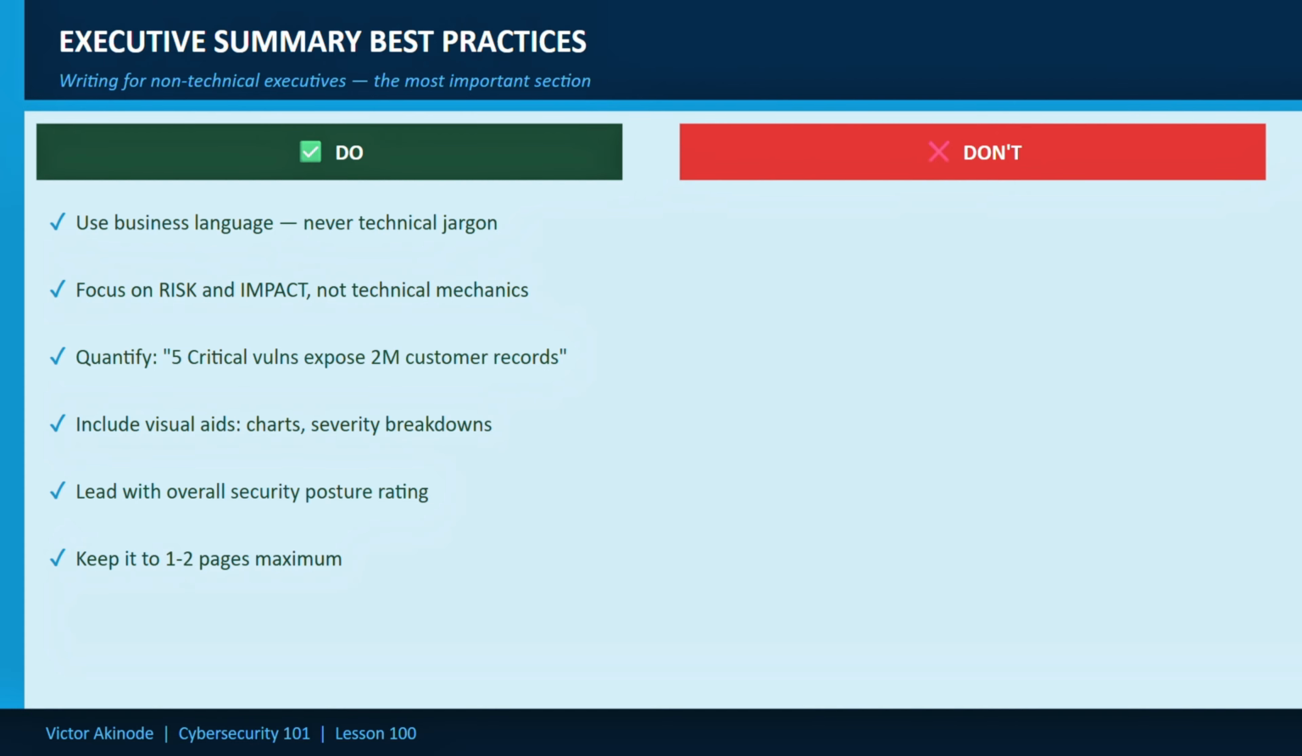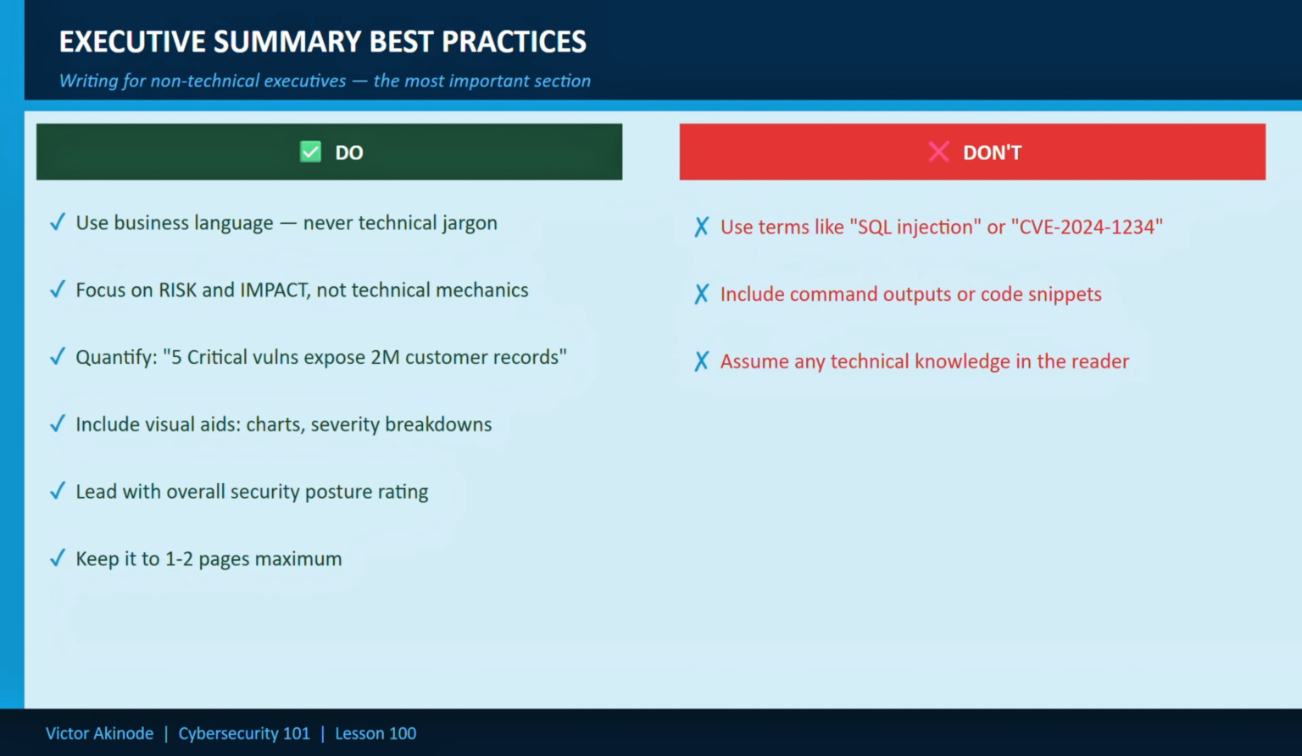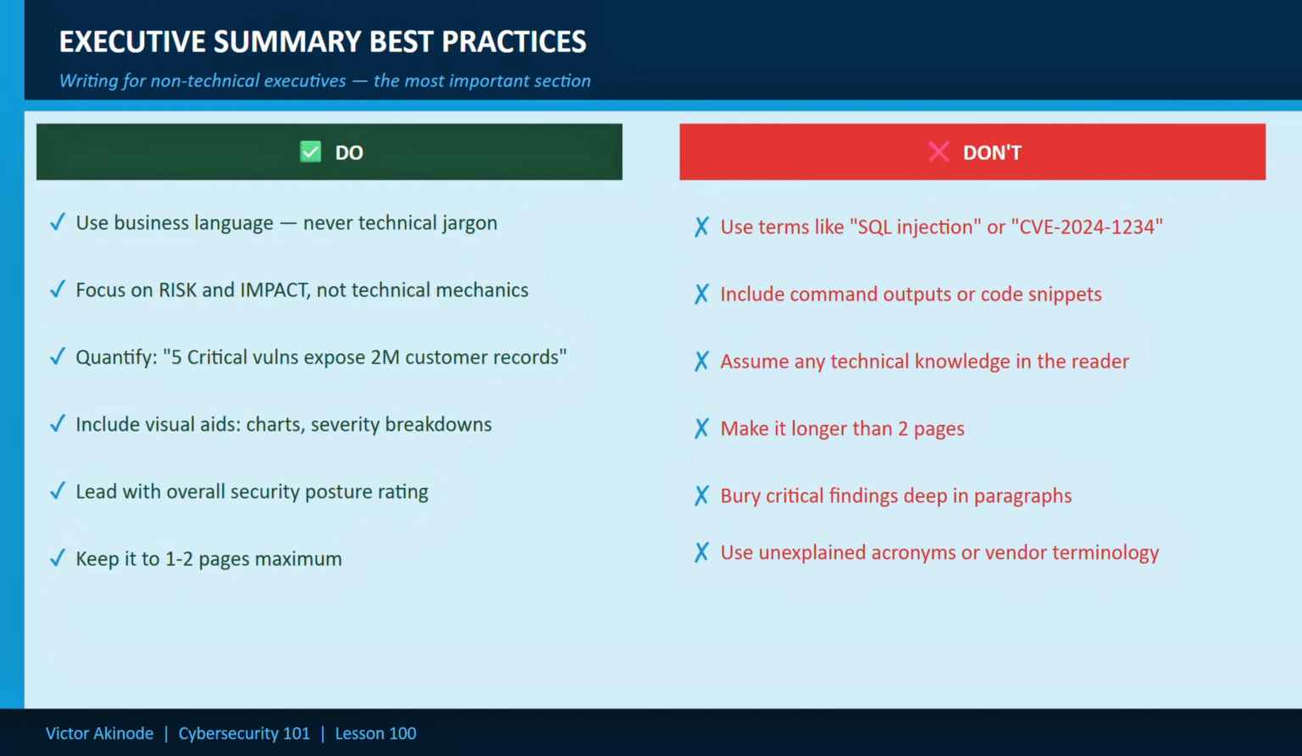Now, here is what you shouldn't do. Number 1, do not use technical terms like SQL injection, buffer overflow, or CVE numbers. Also, do not include command output or code snippets. Do not assume the reader has technical knowledge, and let it not be longer than 2 pages. Do not bury critical findings deep in paragraphs. Ensure that it comes up quite early. Lastly, do not use unexplained acronyms or vendor terminology. If you're using any acronym, ensure that you explain the acronym in the report.